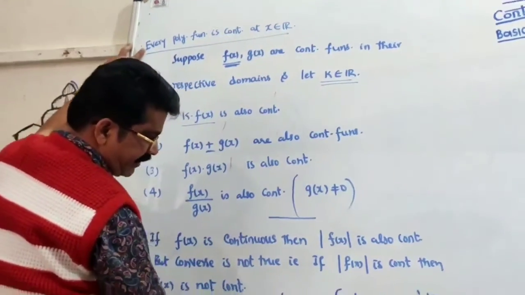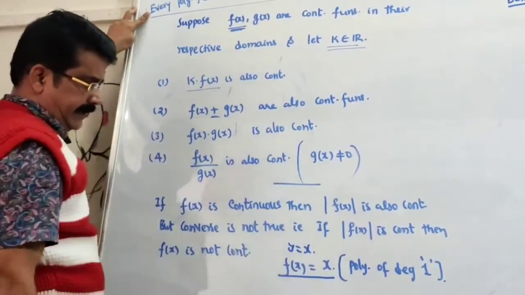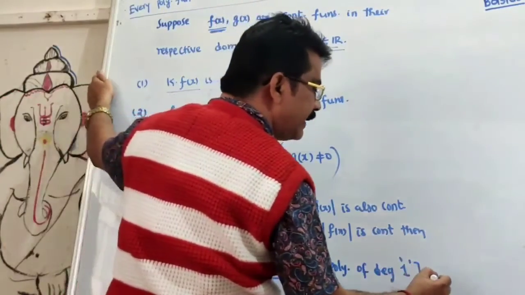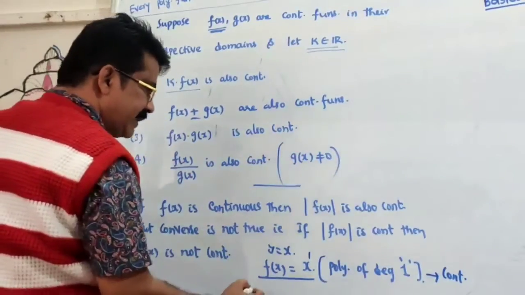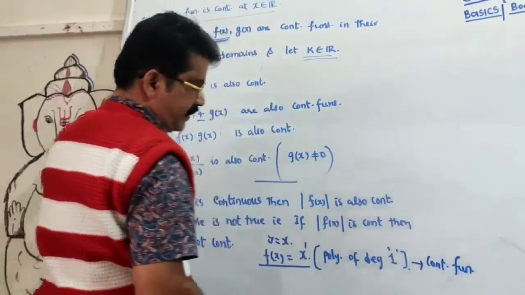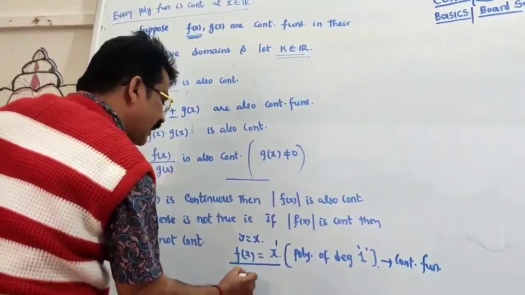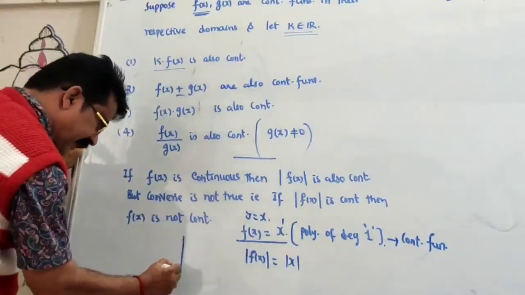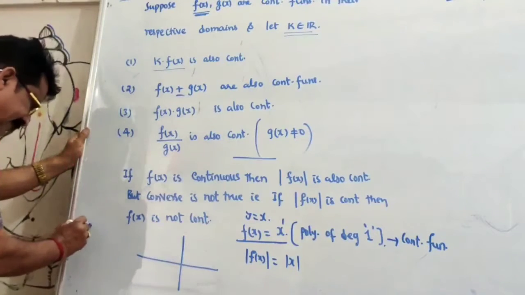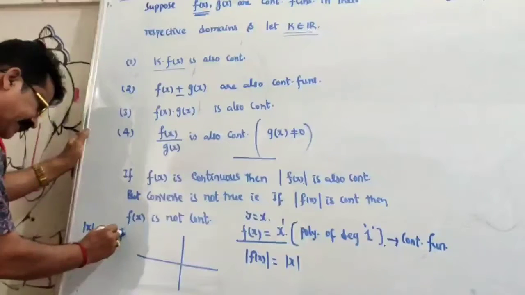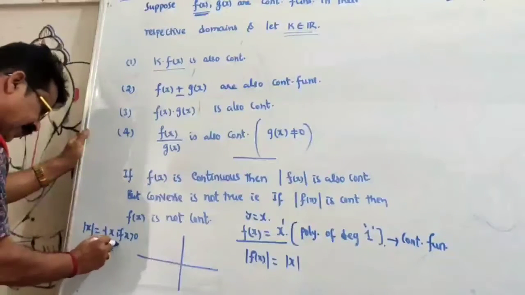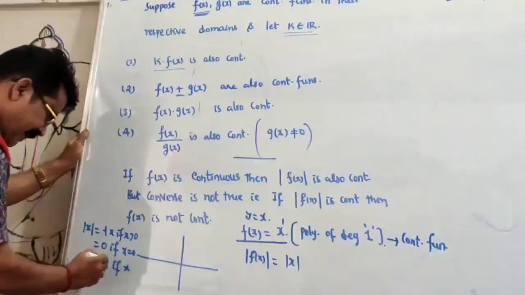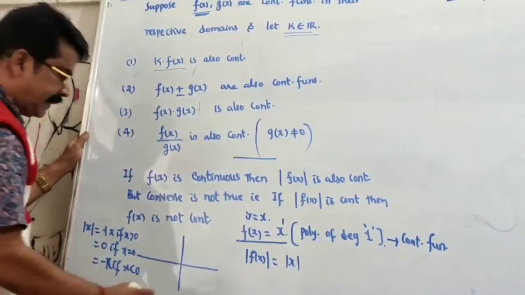Here we are taking the identity function, nothing but y is equal to x. X means x power 1, so it is a polynomial of degree 1. So definitely it is a continuous function. So what about modulus of f of x? Means it is mod x. Mod x says it is x if x is greater than 0, equal to 0 if x is equal to 0, and minus x if x is less than 0.